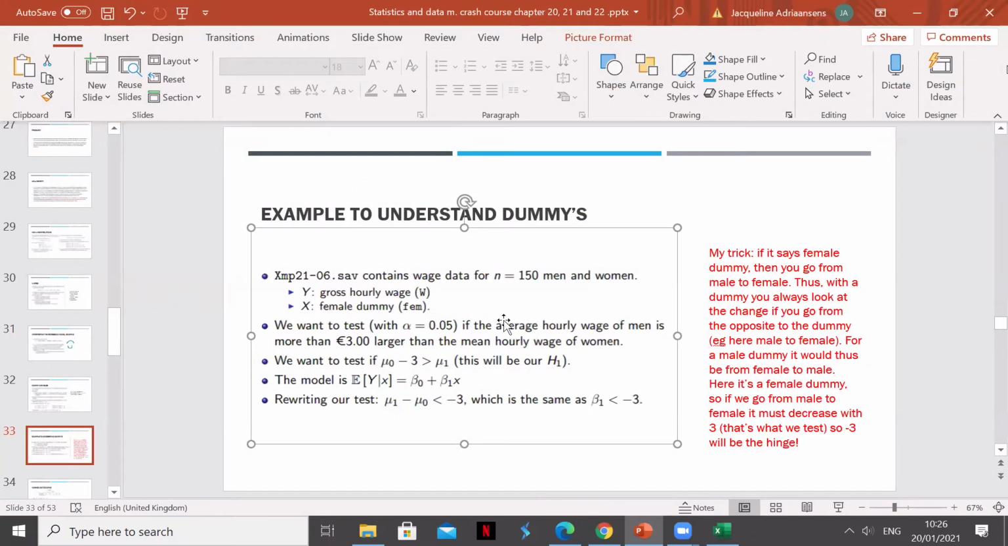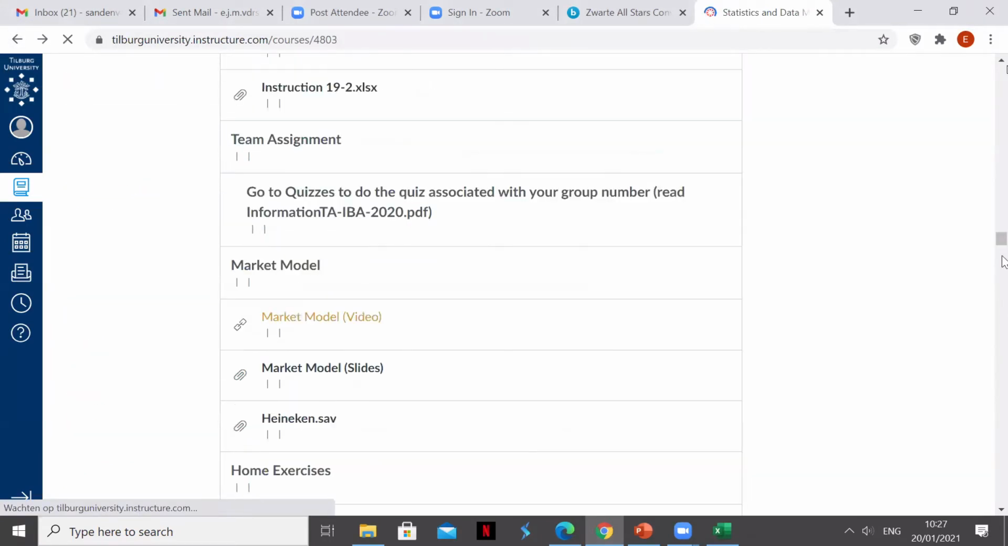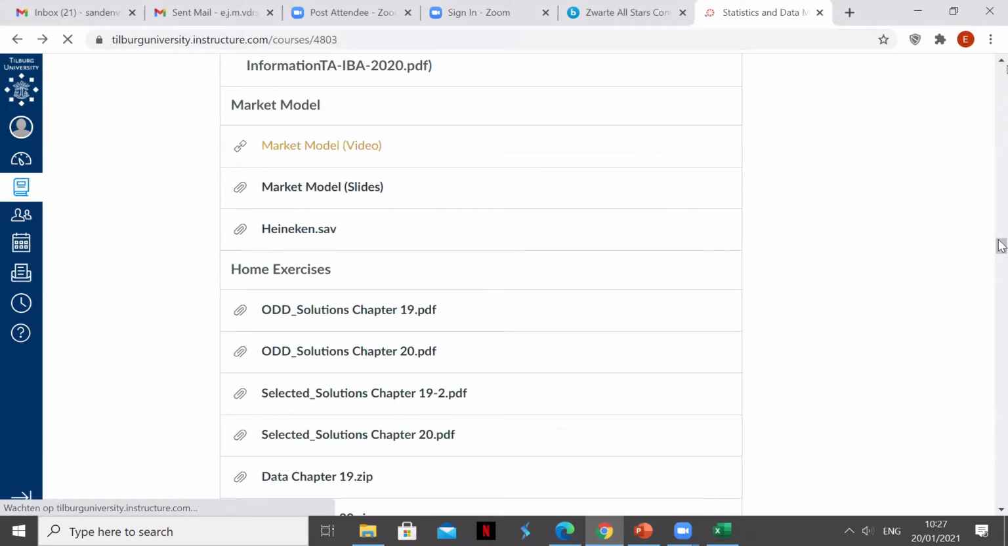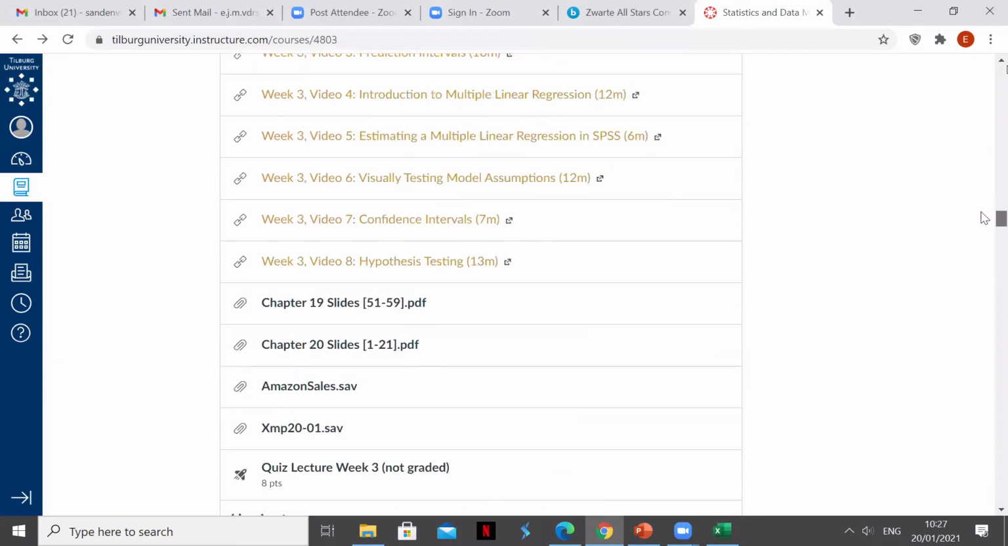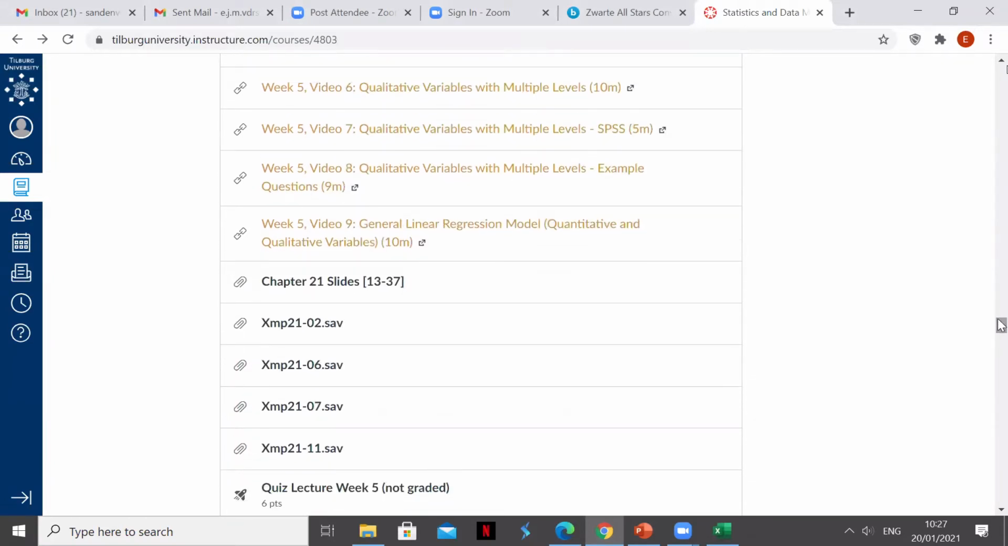So we have to open 21.6. So you go to Canvas again. All the documents that you need are, by the way, in Canvas, which I've also used. I think it's somewhere in week 5. Here it is.